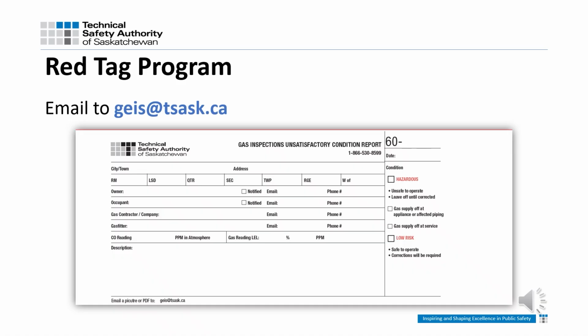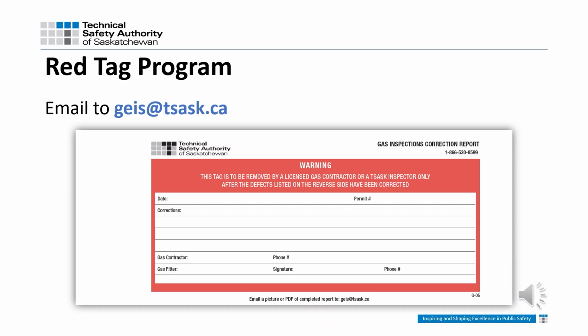After repairs have been made, fill out the back of the red tag in a legible fashion. Put what corrections were made and the permit number. Just a reminder that a permit number is not required for all red tags. If you needed to clean and service an appliance, then a permit would not be required. You can email a copy of the completed red tag, once again using your smartphone, to gis@tsask.ca.